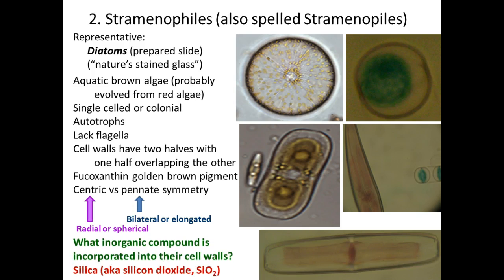Silica. Silicon dioxide. This is what glass is made out of. Hence why they tend to be as pretty as glass. A lot of them are photosynthetic as well. Common shapes that you'll see.